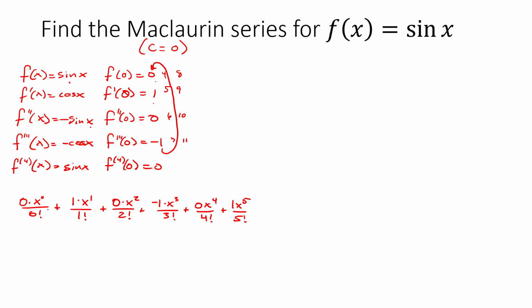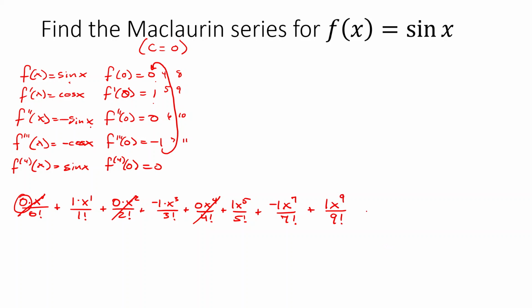So it looks to me like all the even terms have this 0 in front, so all those even terms are going to go away. And the next term here, the x to the 6th, is going to go away. So the next term is going to be negative 1 x to the 7th over 7 factorial. And can you figure out the pattern? The next term should be 1 x to the 9th over 9 factorial.